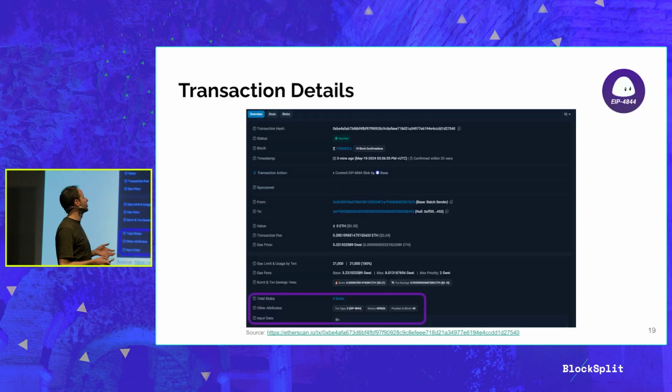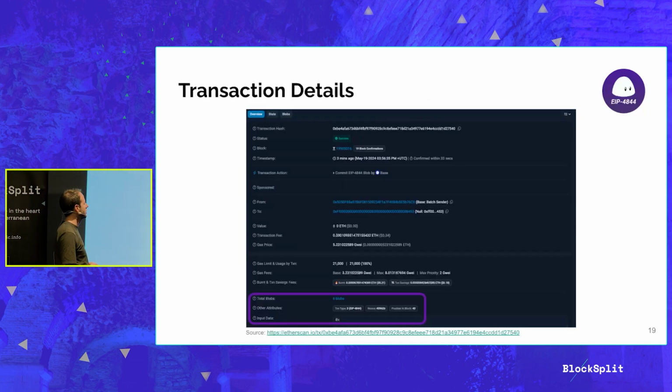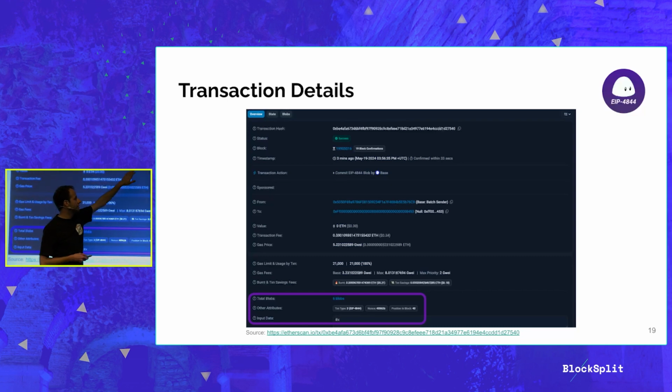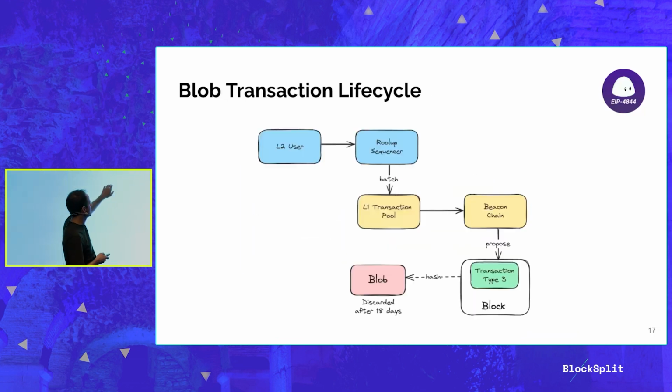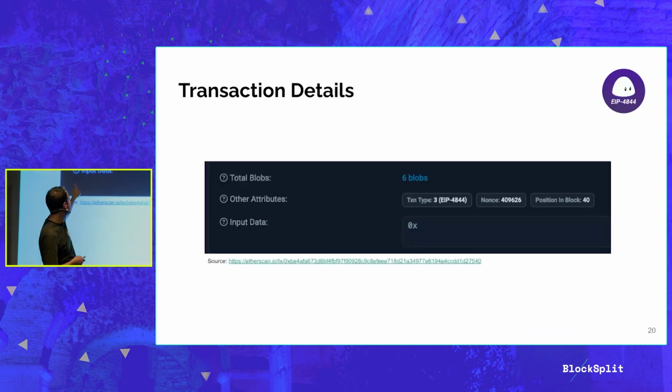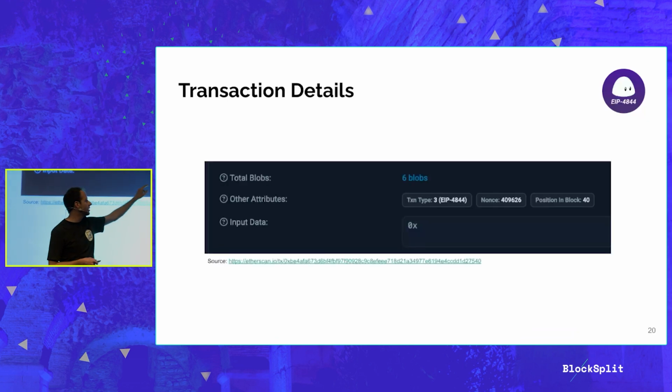Now let's see how it looks on Etherscan. We can see the Base batch sender, which we can think of as the rollup sequencer. This will be the batch sender. And let's go to the details. We can see that we have 6 blobs in this transaction, and the transaction type is type 3. And here you can see the input data. Before it was a very large chunk of data, now it's 0.